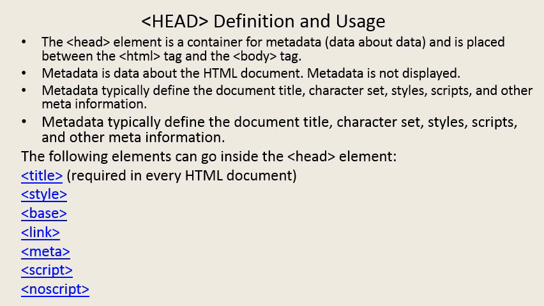Metadata typically defines the document title, character sets, styles, scripts and other meta information. That means what variables are used, names of dependent variable, independent variable, all these things, colors, all these things are defined here. The following elements can go inside a head tag. Which ones? Title, style, base, link, metadata, scripts and noscripts. This is the list of some tags that are frequently used within a head tag.